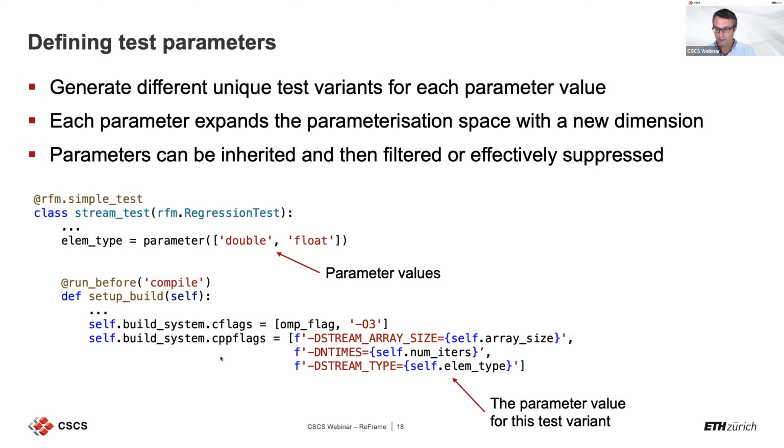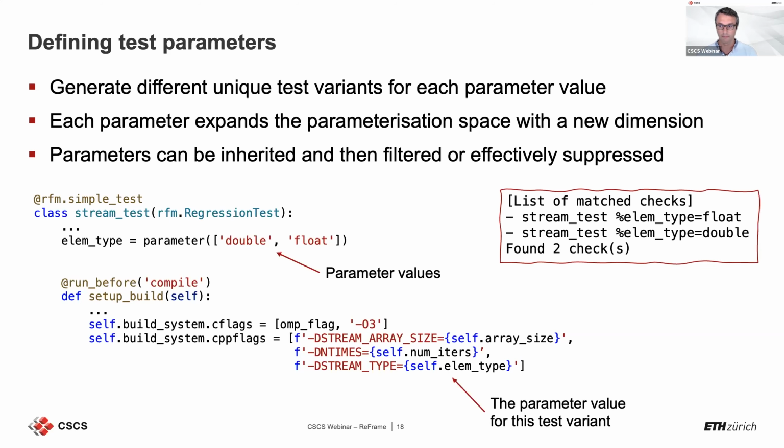And of course, parameters are also accessible as normal attributes. And here, when you access them as self.lm type, in this case, it will have either float or double, depending on the actual instantiation of the test. So actually, this test is going to be instantiated 2 times, one with double, one for float. And imagine you can have multiple parameters. We will see later on with the second parameter how it looks like.